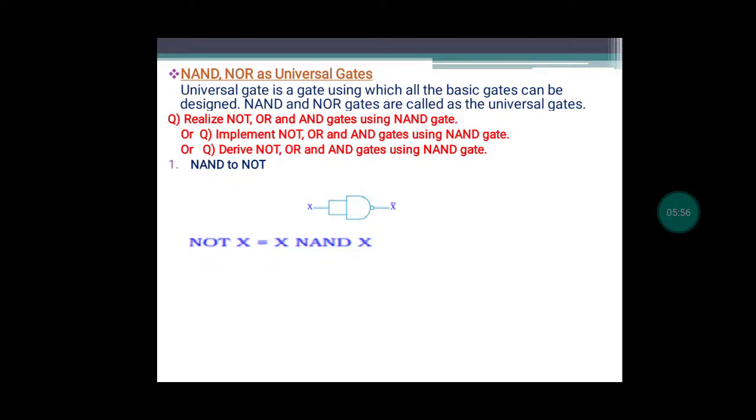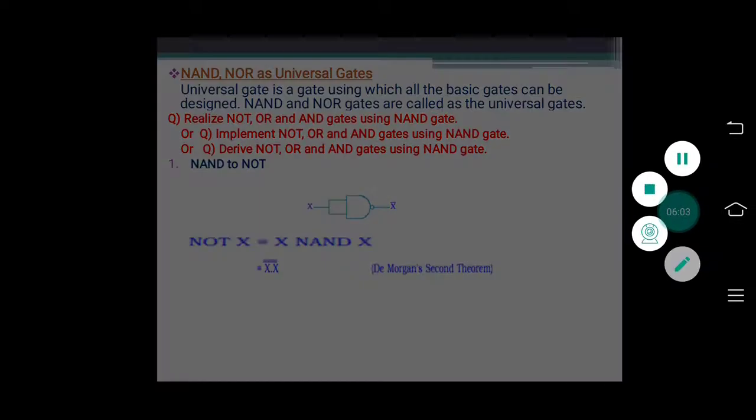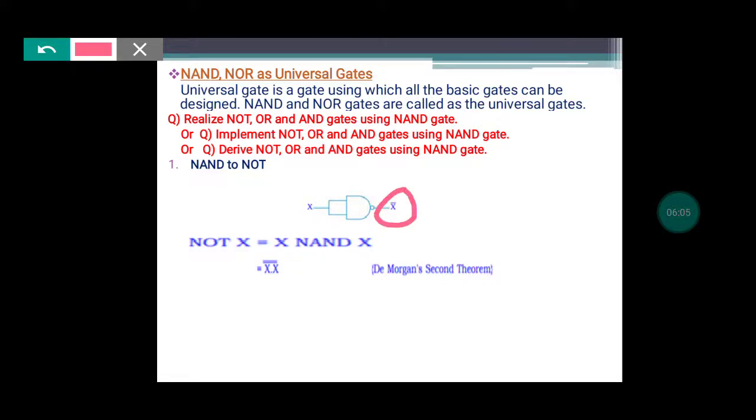So the next step is x NAND x. Now further, what I want is just x bar. I want just x bar. So how can I rewrite this? I can rewrite it like this, x bar plus x bar. Madam, how can we write like this?